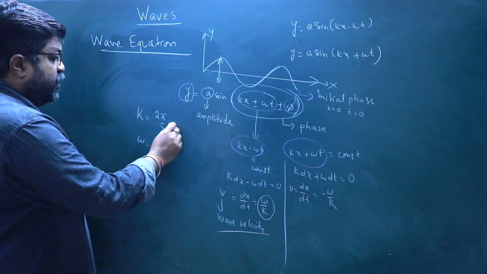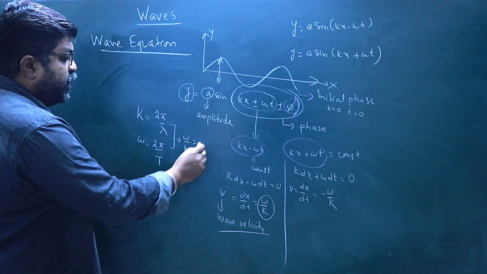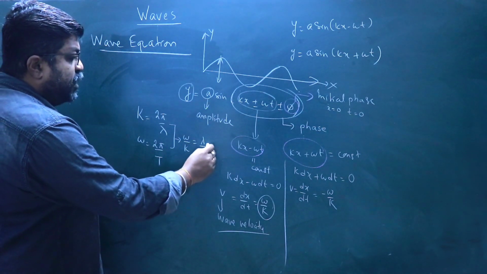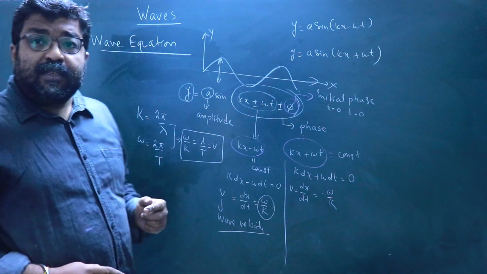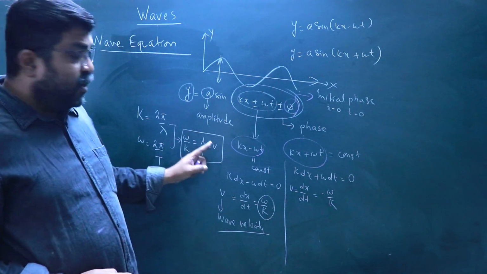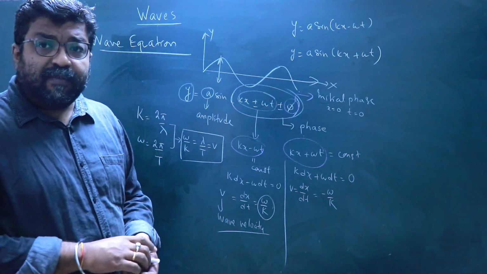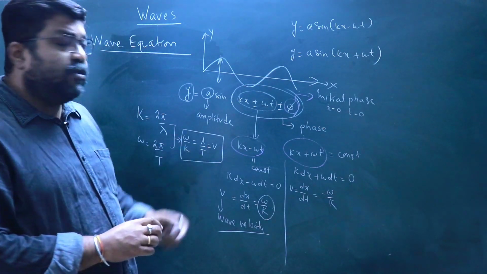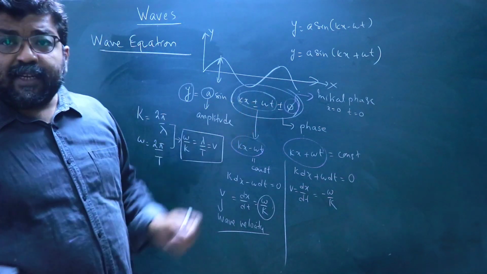Now if I divide these two quantities, omega by k, what do I get? I get lambda by T. And what is lambda by T? This is wave velocity. The ratio of wavelength to time period is called wave velocity. So omega by k is also wave velocity. I hope these things are clear to you.